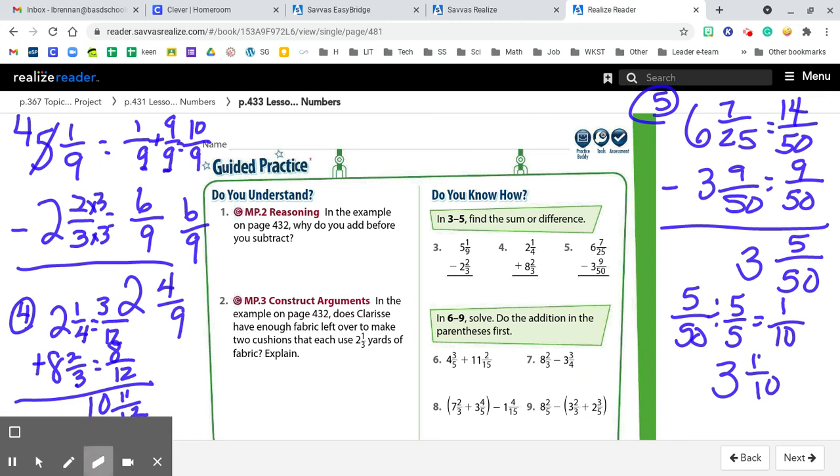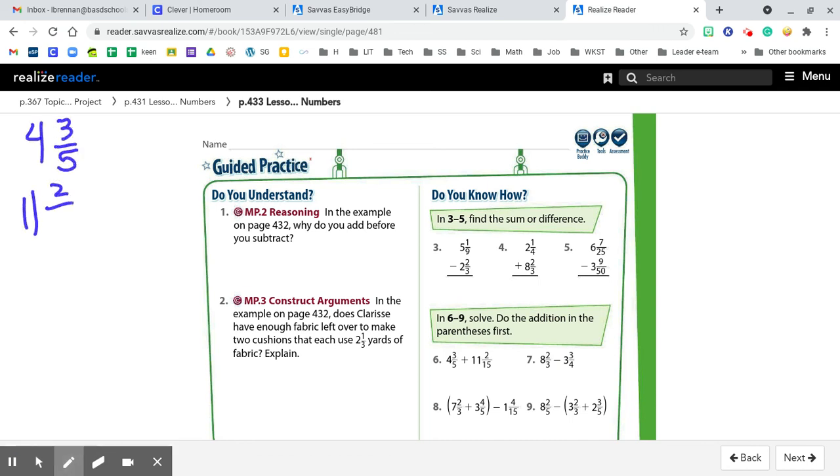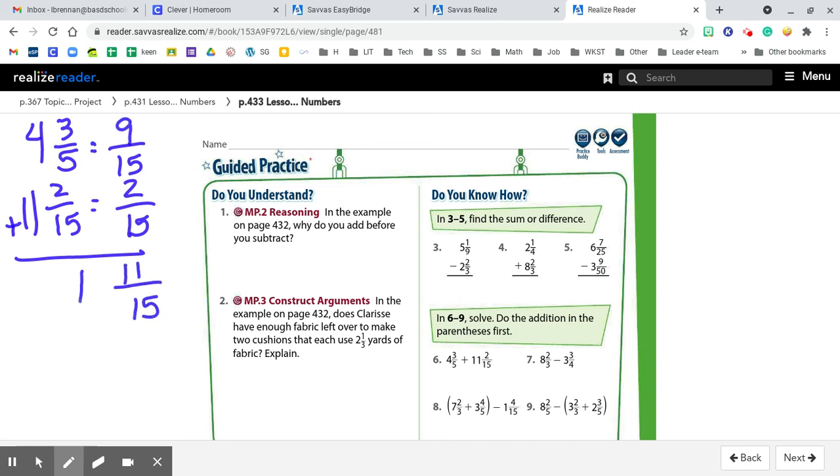And number 6, 4 and 3/5, plus 11 and 2/15. I can leave the one denominator alone. 5 times 3 is 15, so 3 times 3 is 9. 9 plus 2 is 11. So I have 15 and 11/15.